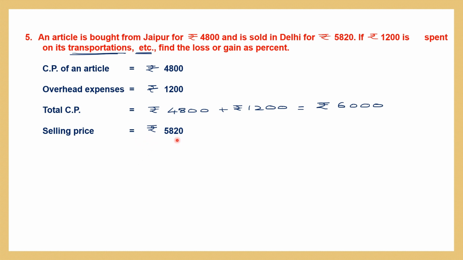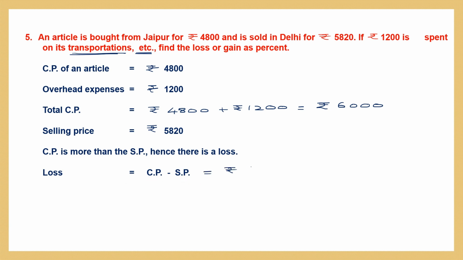Now this is the selling price and this is the cost price. So the cost price is more than the selling price. That means there was a loss. So let's write that. Cost price is more, hence there is a loss. Let's find the loss. Loss is cost price minus selling price. That is, cost price is 6,000 rupees minus the selling price, which is 5,820 rupees. Now this is equal to 180 rupees. So the loss is 180 rupees.